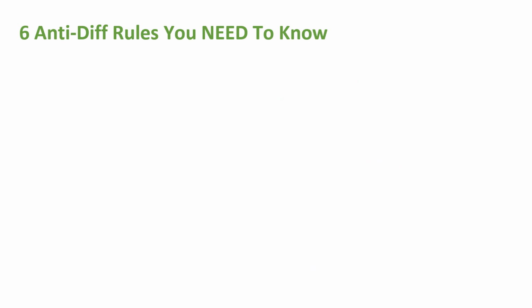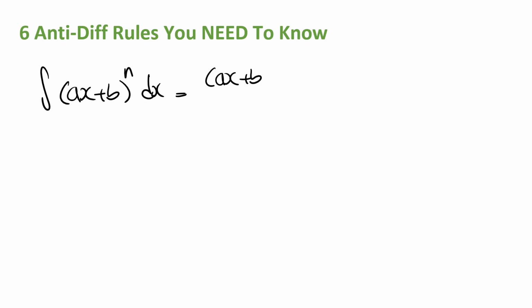The third rule is when you have a linear function raised to a power. And so if we have to integrate the linear function ax plus b raised to the power of n, then this is going to be the linear function ax plus b raised to the power of n plus 1, and then divide by the coefficient of x, which is a, times n plus 1, the new power, and then plus c. Now again, to apply this rule, the value of n cannot equal minus 1, and so n cannot equal minus 1.